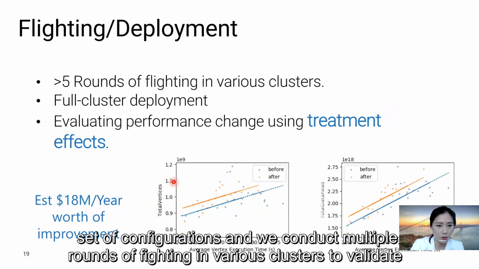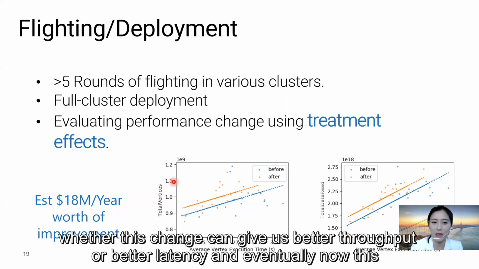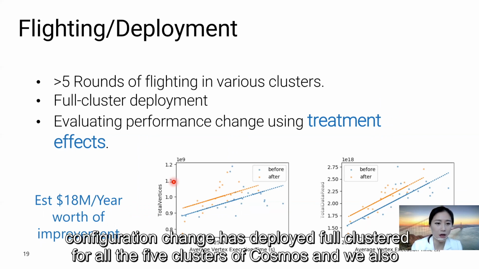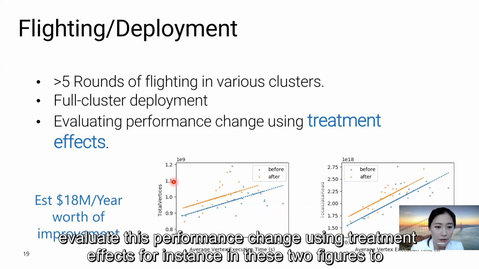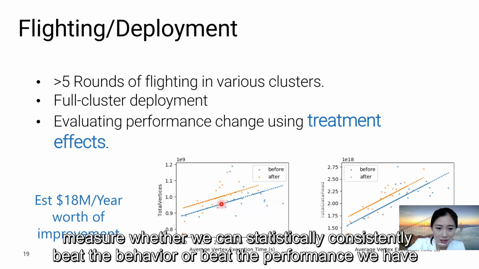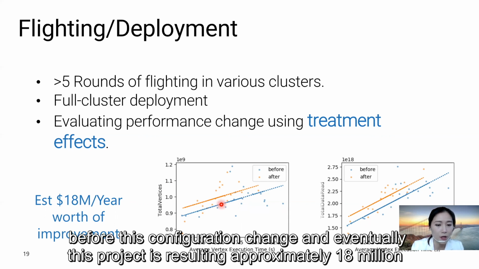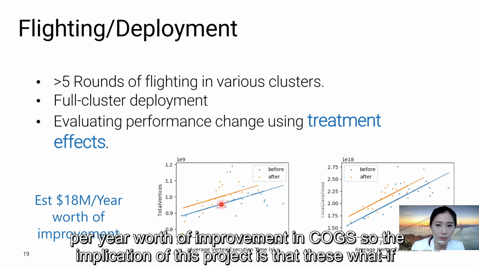And we conduct multiple rounds of flighting in various clusters to validate whether this change can give us better throughput, better latency, and eventually this configuration change has been deployed fully to all 5 clusters of Cosmos. We also evaluate this performance change using treatment effects, for instance in these 2 figures, to measure whether we can statistically and consistently beat the performance we had before this configuration change. And eventually this project results in approximately 18 million per year worth of improvement in COGS.